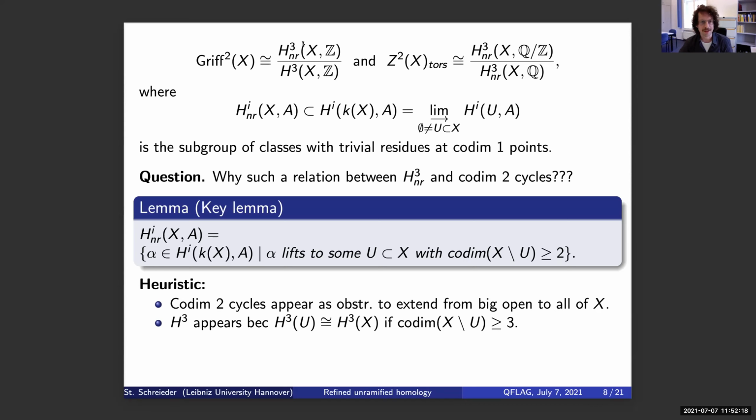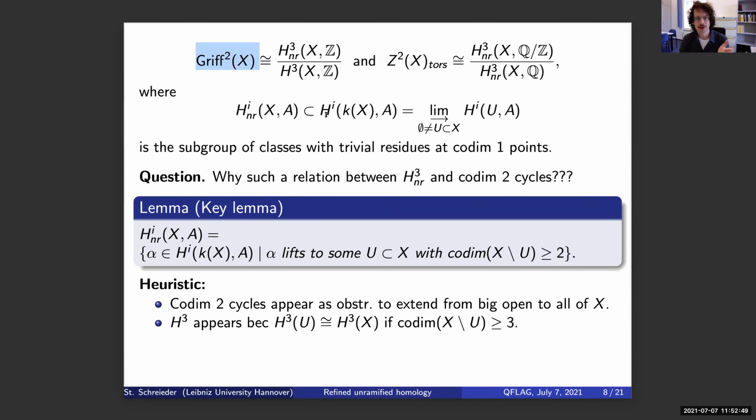Okay, so the claim is that if you have the class on a big open subset, then asking whether it extends to all of X gives an obstruction, which is exactly a 2 cycle that you can see here. And if that obstruction is trivial, then the class comes from all of X. And so that's why we quotient out here by the cohomology of X. And now what is written here are not codimension 2 cycles, but codimension 2 cycles up to algebraic equivalence. So where is this taken care of?